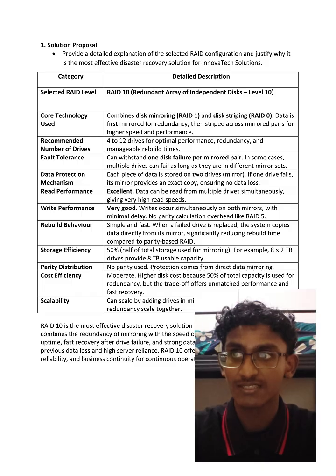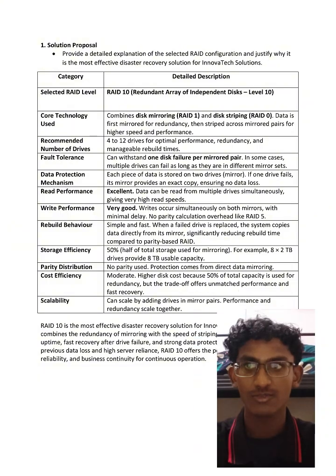So the next one is core technology used. We have used a combination of disk mirroring, RAID 1, and disk striping, RAID 0. So data is mirrored for redundancy, then striped across mirror pairs for higher speed and performance. The next one is recommended number of drives. So there are 4 to 12 drives for optimal performance, redundancy and manageable rebuild times. And the next one is fault tolerance, and it can withstand one disk failure per mirror pair. In some cases, multiple drives can fail as long as they are in different mirror sets.